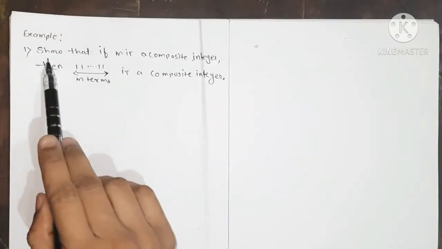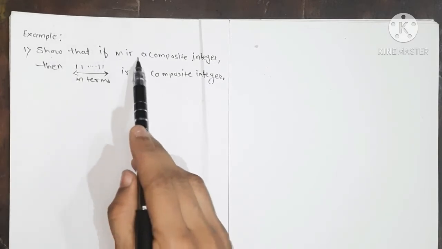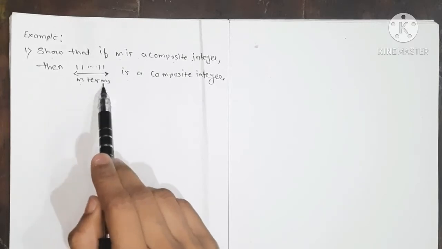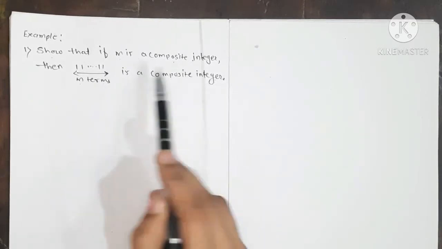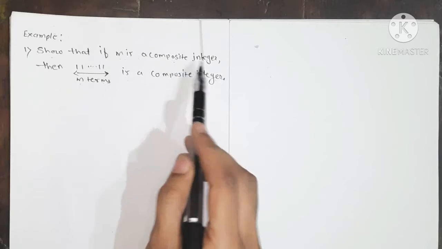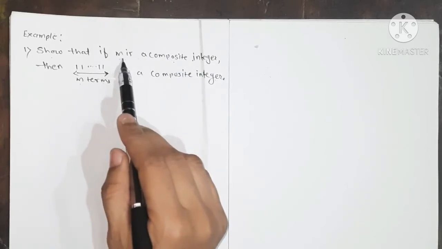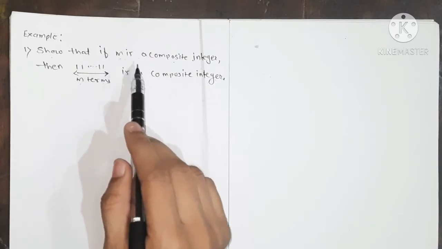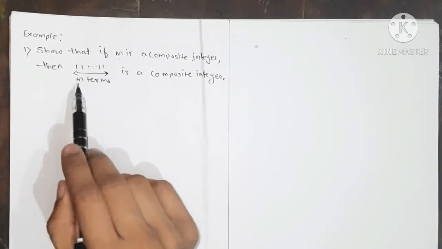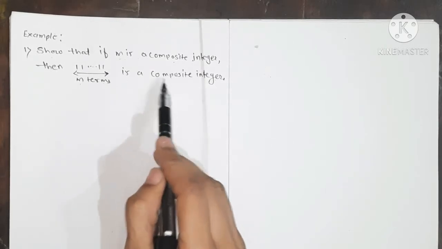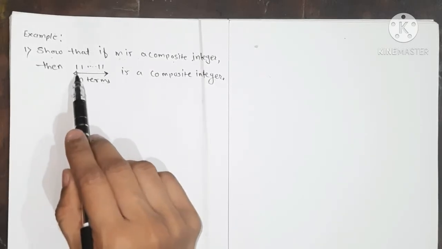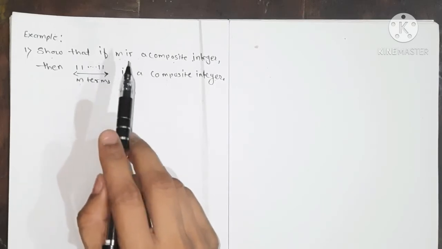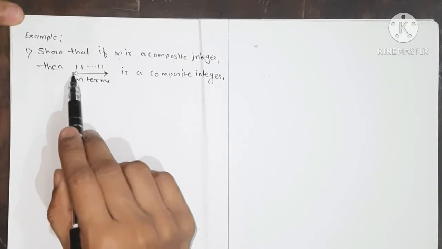So let's see the first example, which says that if m is a composite integer, then 111...1, where all the 1s are m times, is a composite integer. M is a composite integer. It means m has a divisor which divides m other than 1 and m. And we have to show that 111...1 with m terms is a composite integer. That is, there is a divisor which divides this number other than itself and 1.